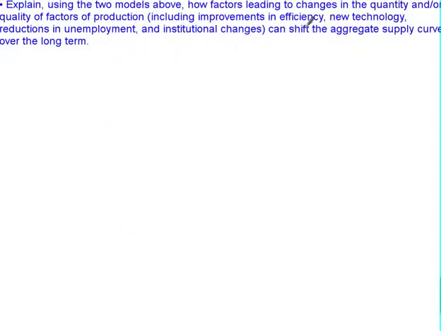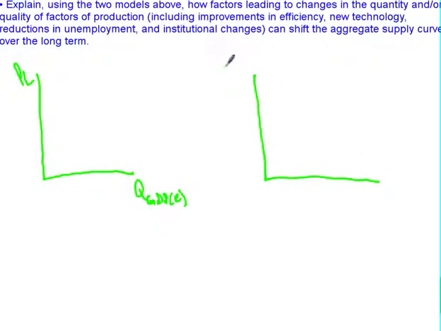So explain using the two models how factors lead to changes in the quantity. Well, in short, how do these curves shift? All right, so let's draw both of them. So PL, and that's quantity of real GDP, and we've got price level there, quantity of real GDP. So this is our New Classical, or the monetarist, long run aggregate supply. And this is our Keynesian range, or our Keynesian aggregate supply model.